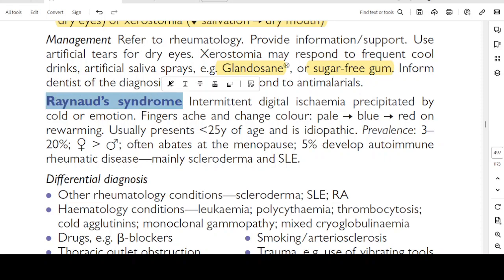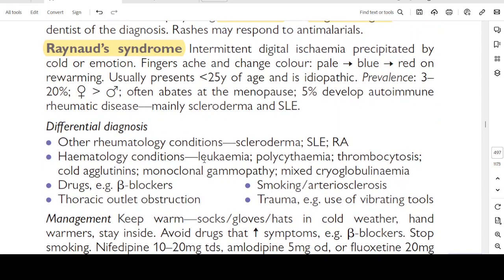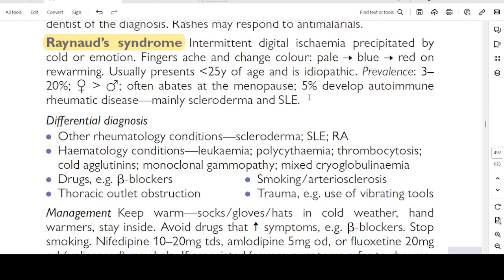Raynaud's syndrome. Intermittent digital ischemia precipitated by cold or emotion, finger ache and changing color, pale, blue, red on rewarming. Usually presents at less than 25 years of age and is idiopathic, prevalence 3 to 20%, females more than males, often abates at menopause. 5% develop autoimmune rheumatic disease, mainly scleroderma and SLE.